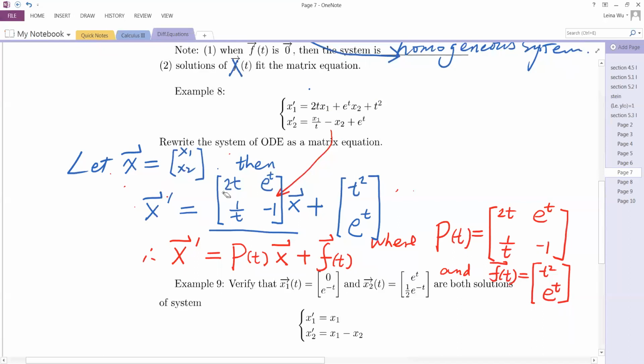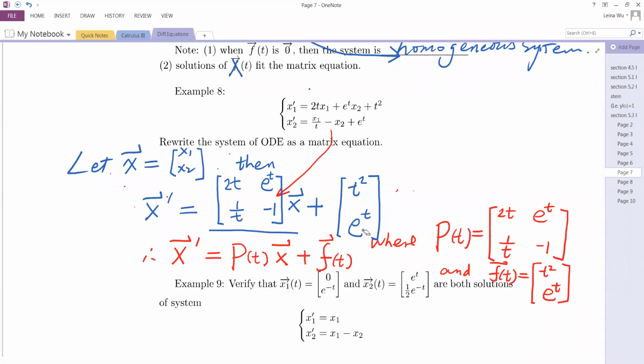Well, first of all, do you agree how we get this coefficient matrix? Yeah, I understand that. And you understand this 2t, e to the t, 1 over t, -1 times this vector would be the same as this part. Yes. And this part, right? And then we isolate these x terms from the t terms, so plus t squared e to the t. That's the issue that I have.